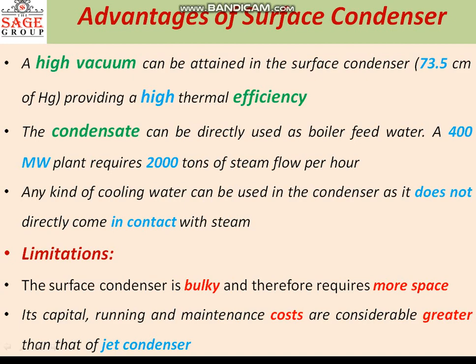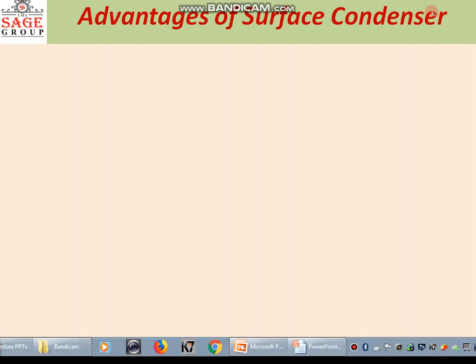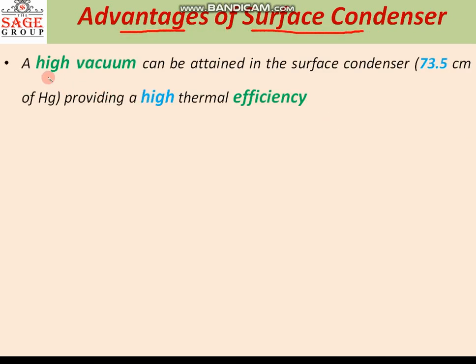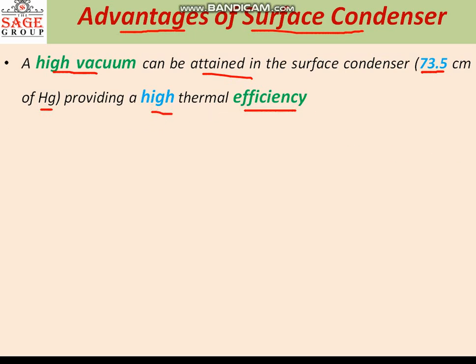In this lecture, we will discuss surface condenser and cooling tower. First, we are taking surface condenser. There are some advantages of surface condenser. In the surface condenser, a high vacuum can be attained, with a value up to 73.5 centimeter of mercury, which will provide a high value of thermal efficiency.